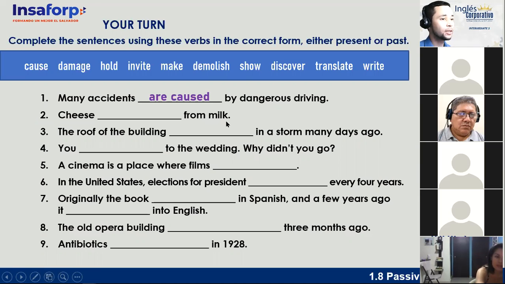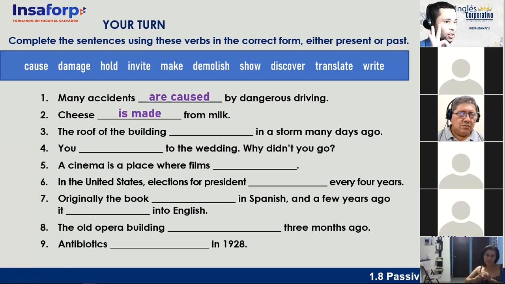Ah, cheese is an uncountable noun. You don't use are. You have to use is. Make. Is made. It's made from milk. Y luego ocupamos el verbo make, pero en past participle, ¿verdad? Cheese is made from milk. El queso se hace de la leche. ¿Ok?